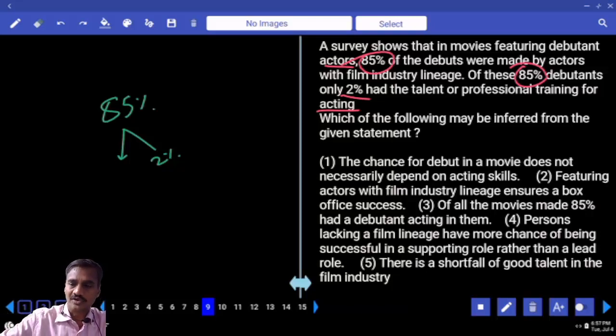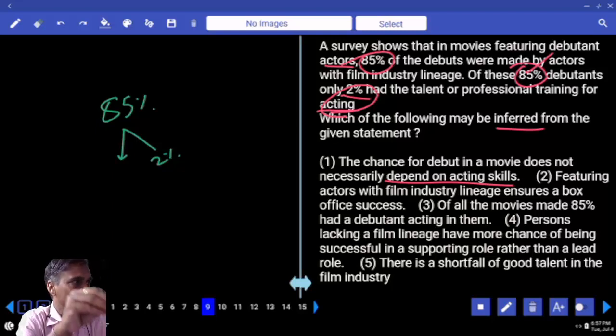Then which of the following can be inferred from this one? Now the first one: the chance for debut in a movie does not necessarily depend on acting skills. If at all it is based on acting skills, then all these persons, 85%, should have acting skills. Among those, only 2% have acting skills, which means that even without acting skills there is a possibility of entering this film industry. That is the reason the remaining 83%, though they do not have acting skills, are entering into this film industry.